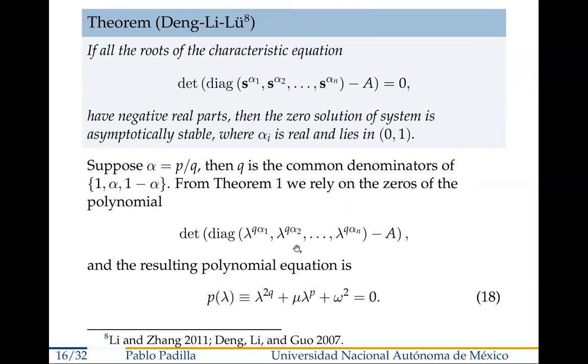So basically, from a technical perspective, it is a matter of computing the right characteristic polynomial, which is a generalized characteristic polynomial, modified by the fact that we have fractional derivatives, and which reduces to what I denote here by P of lambda.